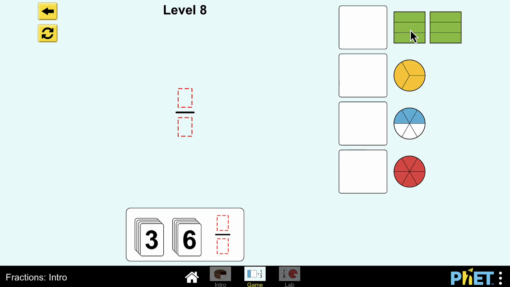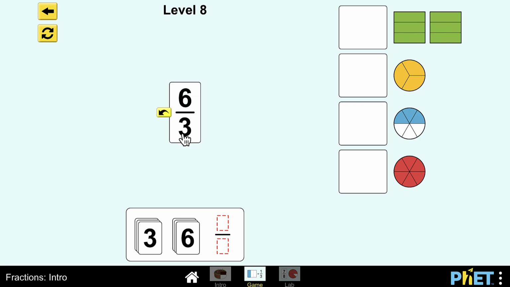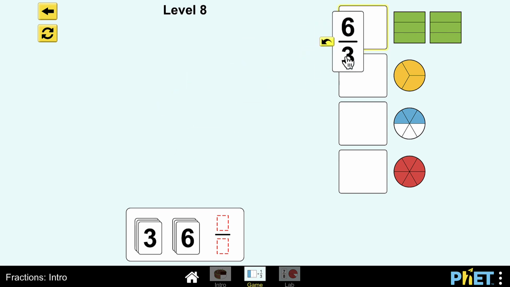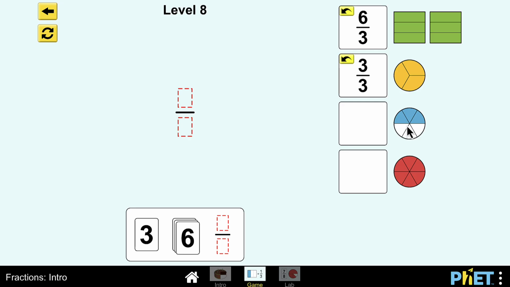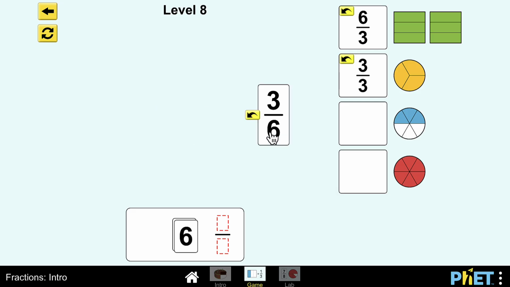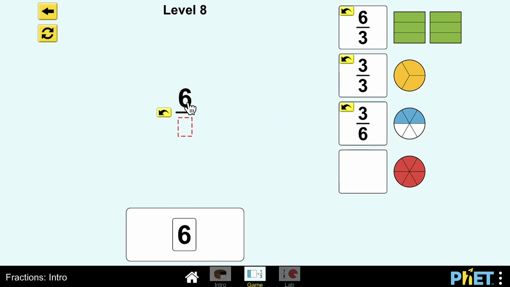Level 8. Here I have 2 wholes. How can I make that? 6/3, because 6/3 is 2. What about this one? This is 1 whole. We can use 3/3. This is a half, or it's also 3/6. And the last one is 6/6, which is also 1 whole.